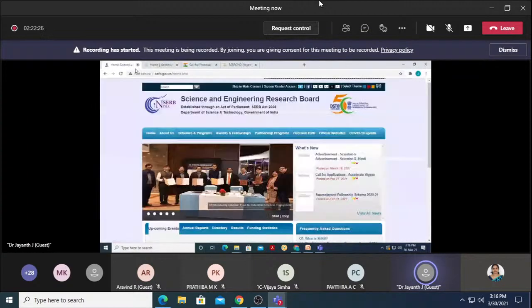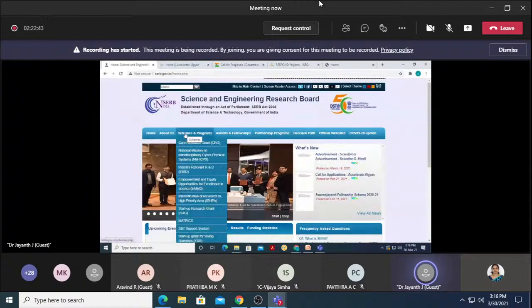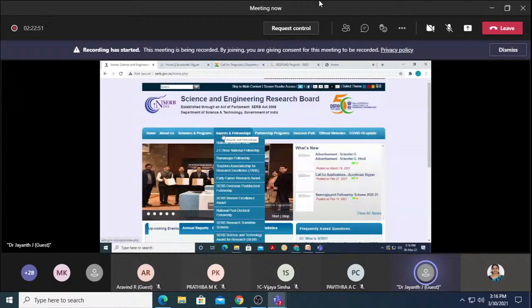Next, when I come to SERB, the Science and Engineering Research Board, there you will have an announcement of calls for applications, on what you need to apply for. What are the schemes or programs they require? What are the online schemes, awards and fellowships you are going to have? So there is TARE, the Teachers Associateship for Research Excellence. It is a partnership with any Tier 1 institution which is recognized by SERB.